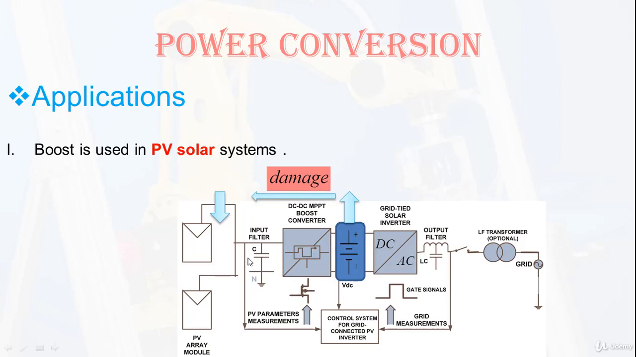So the boost converter increases our input voltage from our solar cells to a specific value, and this specific value is the value which our batteries need, so it's a constant value according to the voltage of our batteries. So this is an application of using our boost converter to increase the voltage to a constant one.